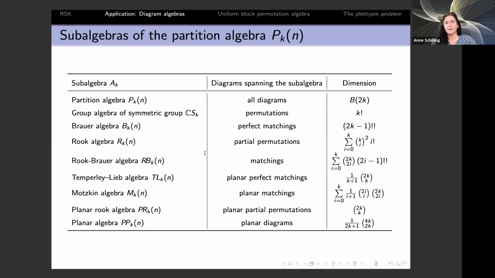Okay, and if you look at these subclasses, then they actually correspond to certain subalgebras of the partition algebras. For example, the Temperley-Lieb algebra would correspond to planar perfect matchings. I've also listed the dimensions of these algebras here, right? We have already seen that for the partition algebra it's a Bell number, and for the Temperley-Lieb algebra it would be the Catalan numbers.